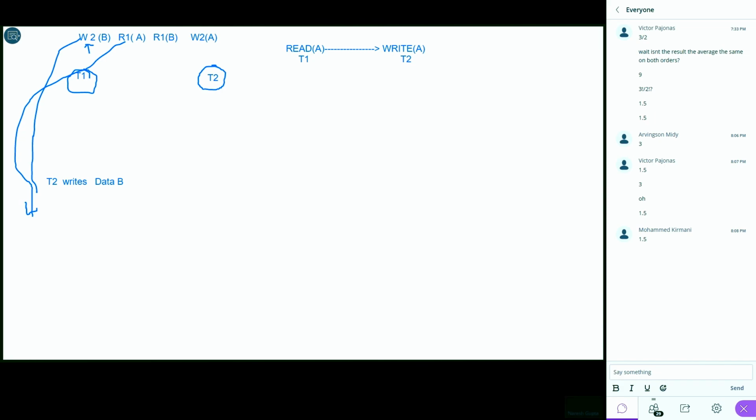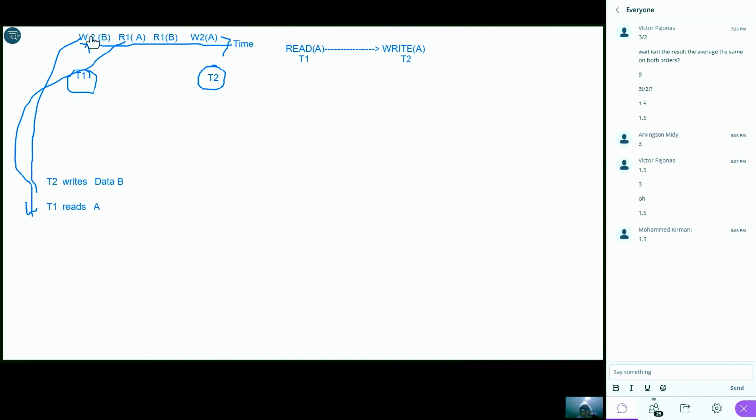Okay, so the interference happens when one transaction is reading something and the other one's writing, or the other way around. One is writing, same thing, the other one's reading. This is time sequence. Oh, by the way, time moves in this direction. This is the timeline. Okay, so what do we see here?